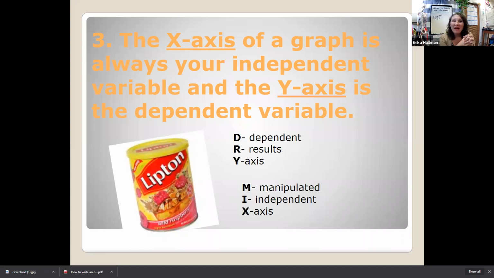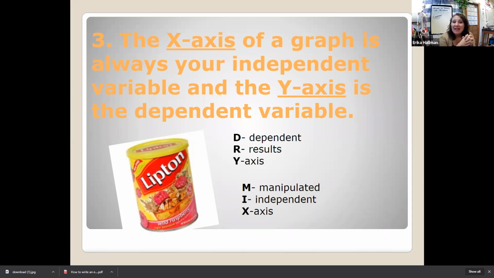All right, and if you are in my classroom, I encourage you the next time you're in class to look at the top right-hand corner of where my whiteboard is. And you'll notice that hanging from the ceiling is an empty container of Lipton iced tea. And the reason why I keep that up there is for a visual reminder of an acronym that will help you always place the correct variable on the correct axis of the graph.